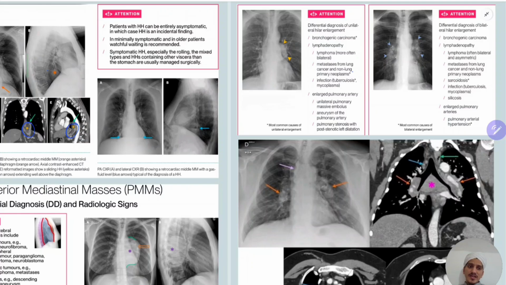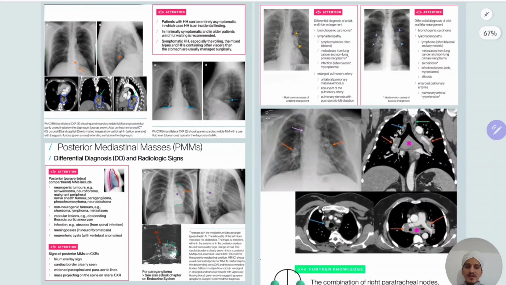Bilateral enlargement we have seen. And the common causes we have seen: sarcoidosis, pulmonary arterial hypertension, and non-Hodgkin lymphoma. So these things we have learned.